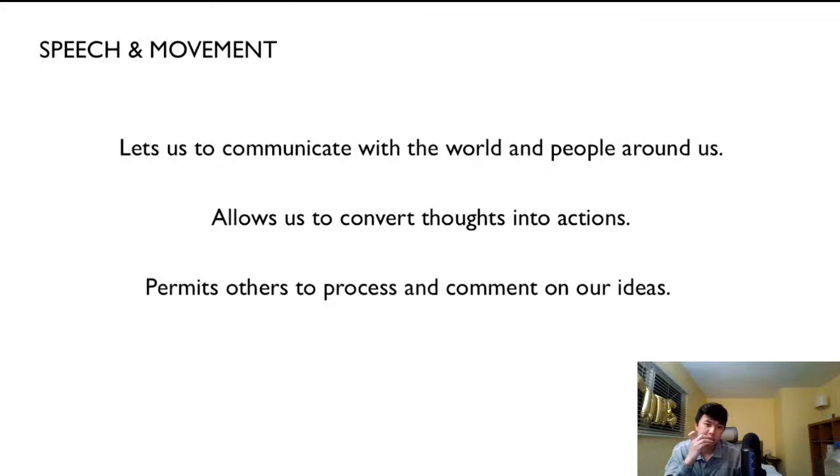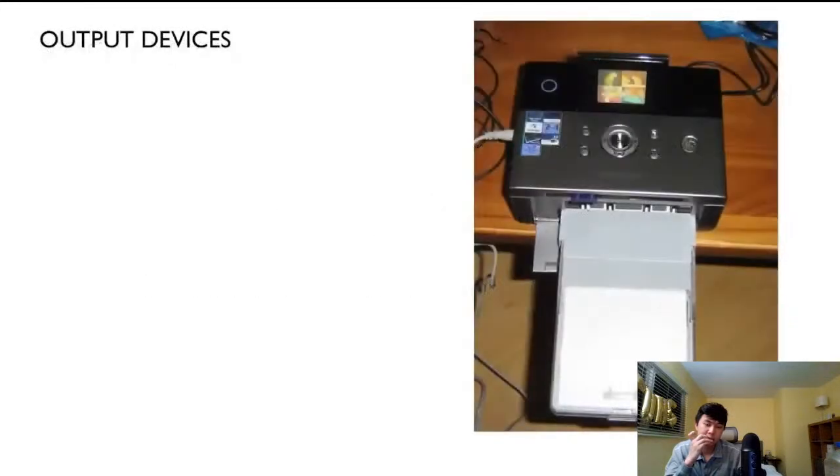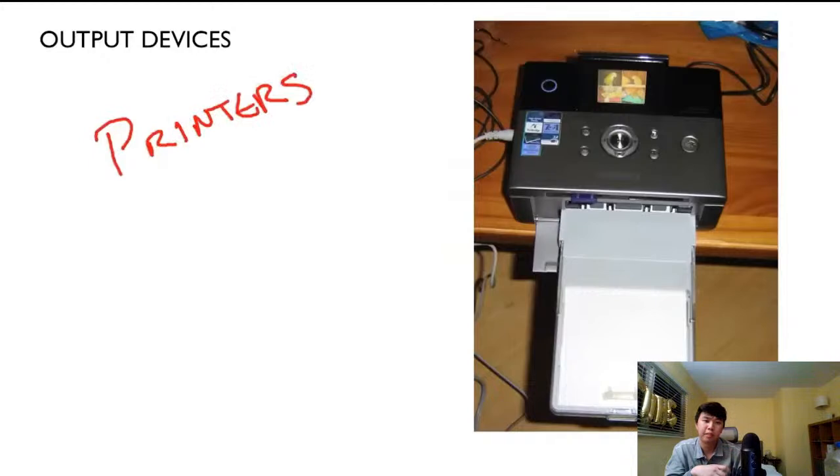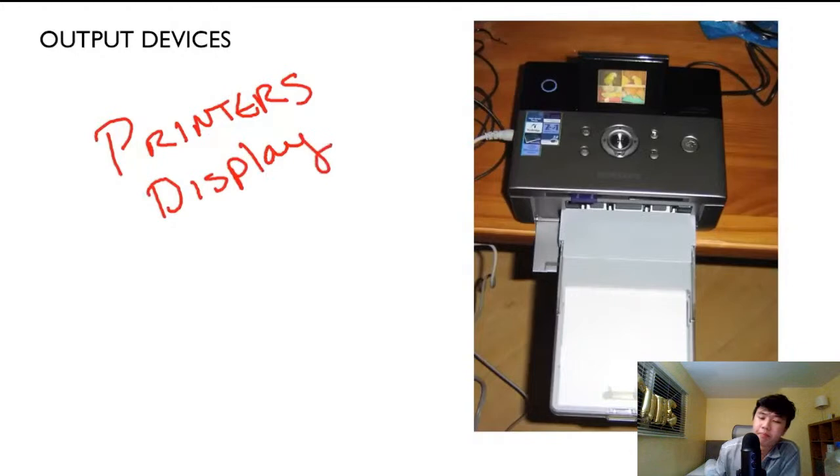And in computers, this is what we call an output device. And these are things like printers, or the most necessary output device, a display, so that we can see what's going on in the computer.